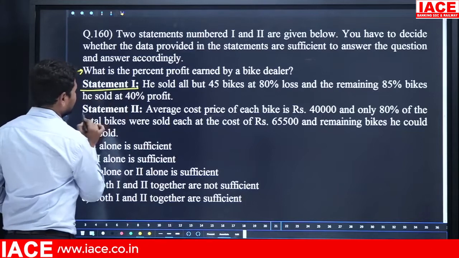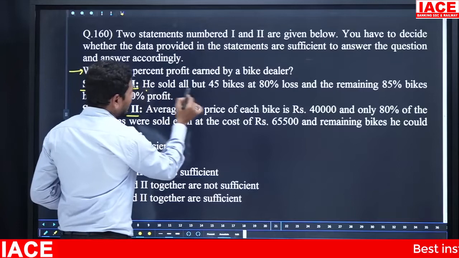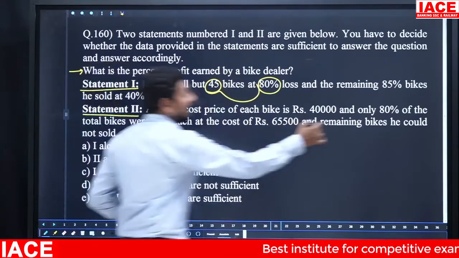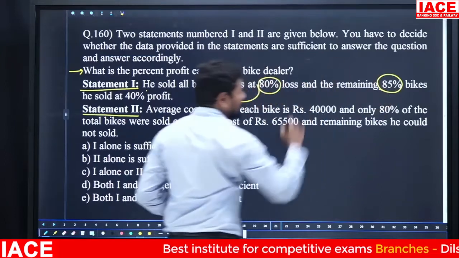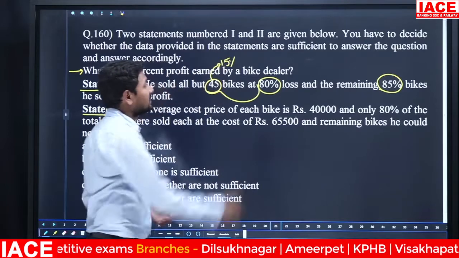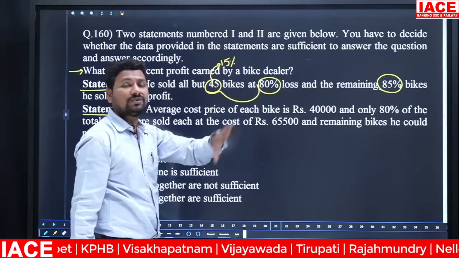Then statement 1 and statement 2. A bike dealer: how much percentage profit will he get? He sold all but 45 bikes, sold at how much percentage? 80%, and the remaining 15% bikes. These 45 bikes are equal to how much percentage? 15%. 15% is equal to 45 bikes. 85% is equal to how many bikes? That is, you will get the total bikes.